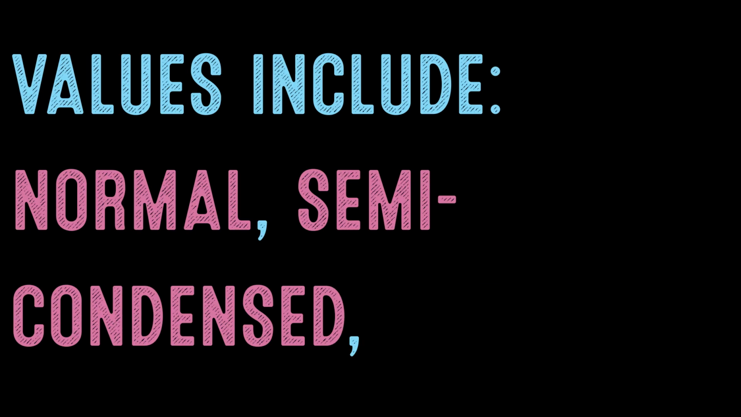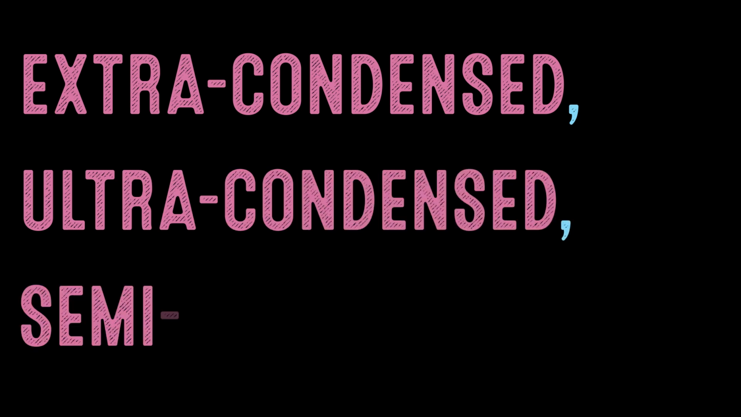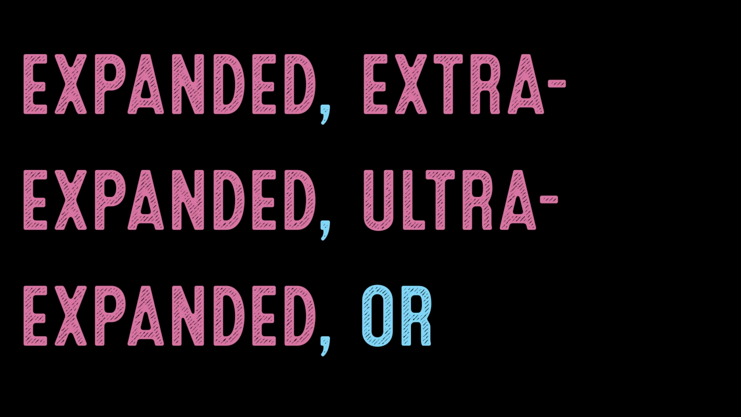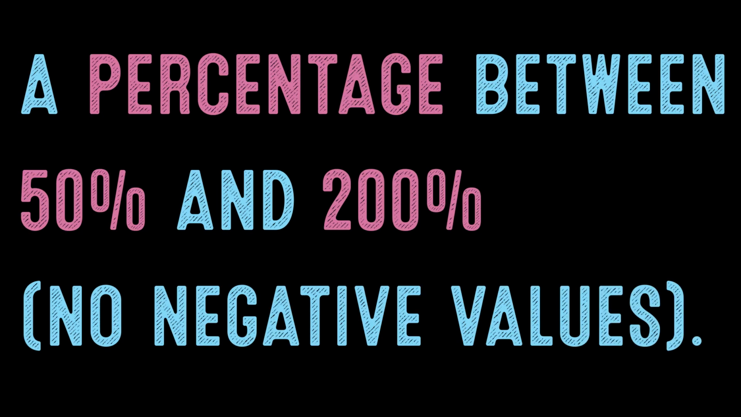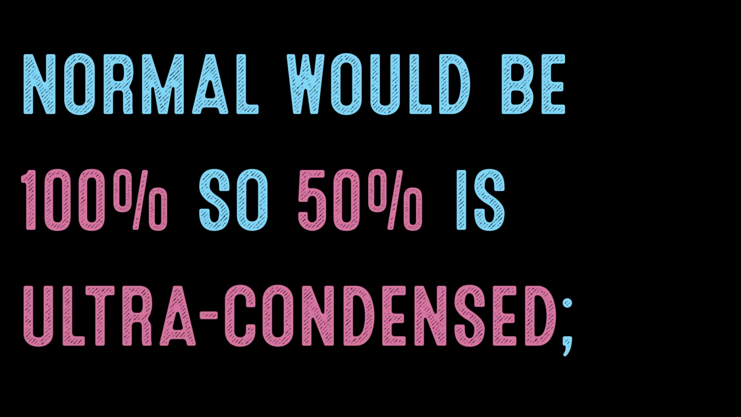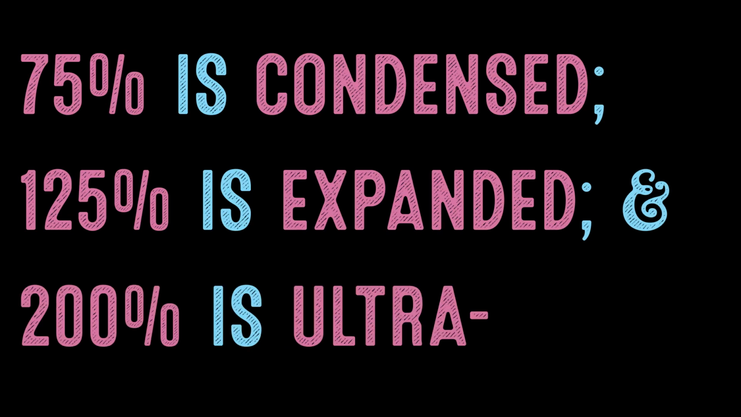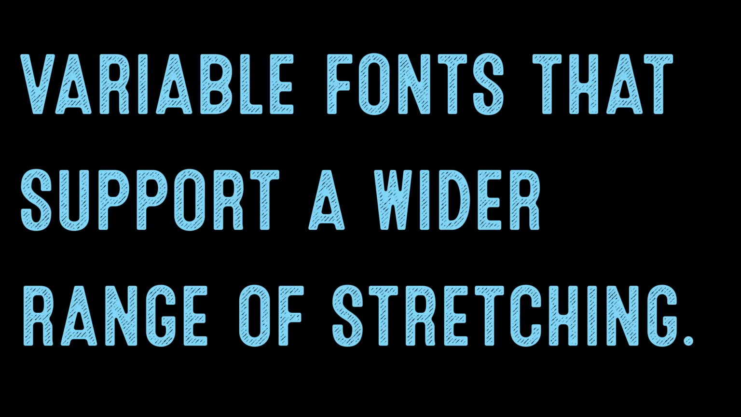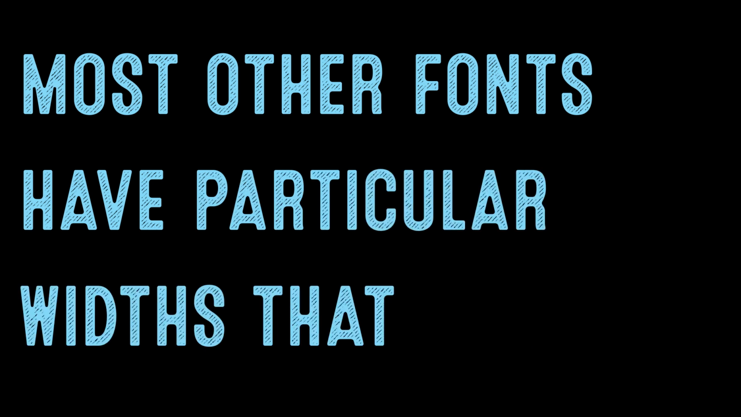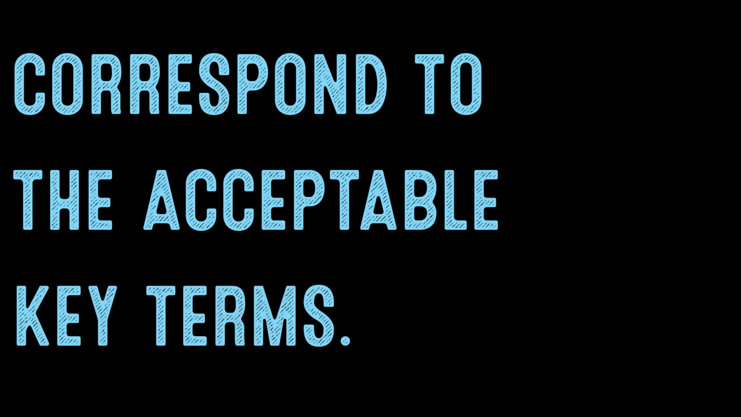Acceptable values include normal, semi-condensed, condensed, extra condensed, ultra condensed, semi-expanded, expanded, extra expanded, and ultra expanded, or a percentage between 50% and 200% with no negative values. Normal would be 100%, so 50% is ultra condensed, 75% is condensed, 125% is expanded, and 200% is ultra expanded. This property is useful for the newer variable fonts that support a wider range of stretching. Most other fonts have particular widths that correspond to the acceptable key terms.